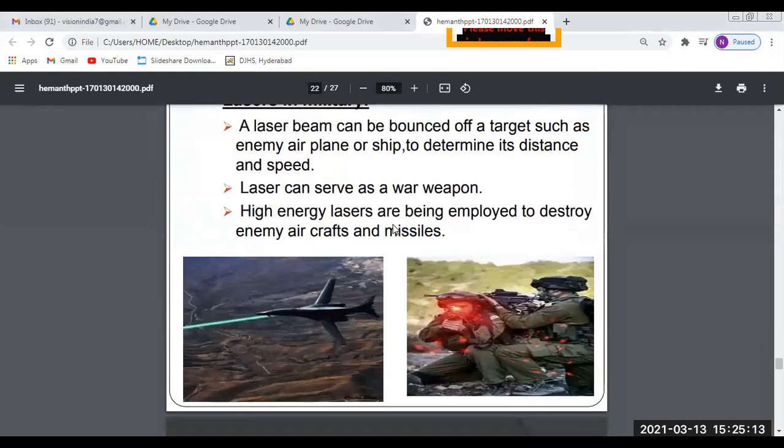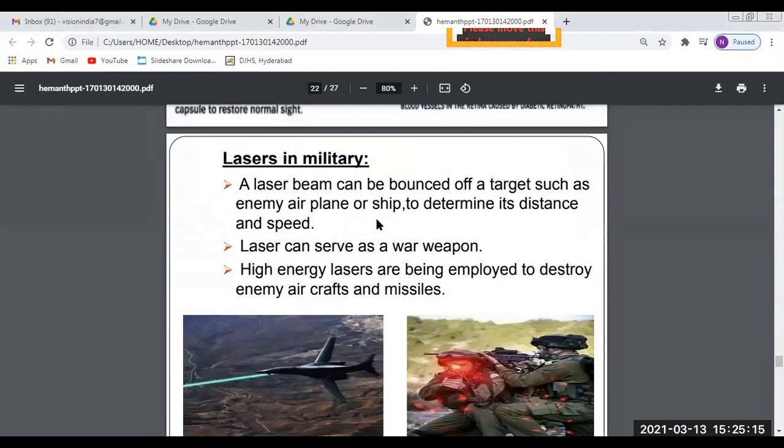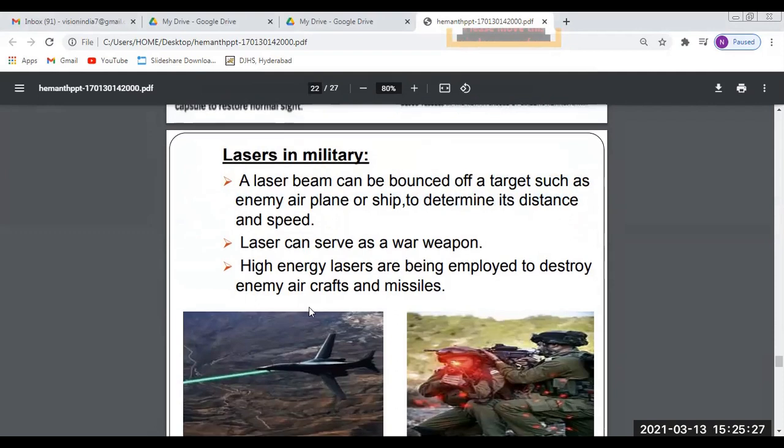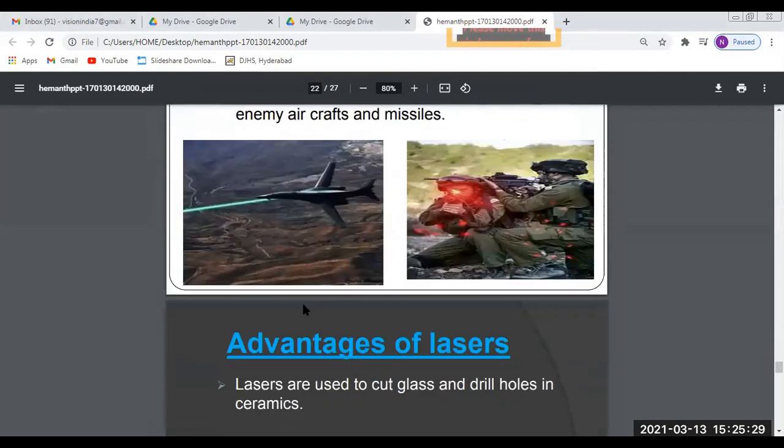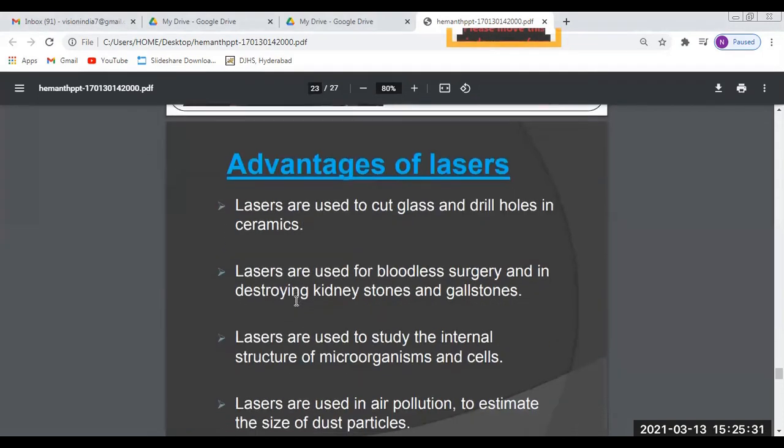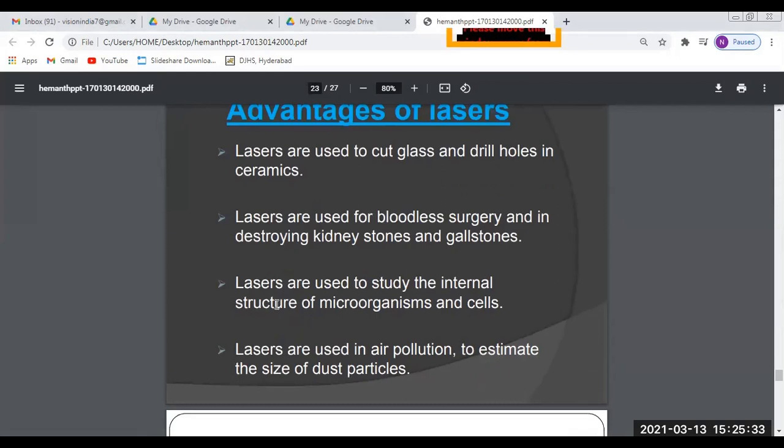And we also have the application of laser in the military. This laser beam can be used to exactly target the enemy airplane, and the laser can serve as a war weapon also. High energy lasers are being employed to destroy enemy aircraft and missiles, right? So this is one of the applications of laser. Laser is also used to cut glass and drill holes in ceramics, right? We just discussed in class today.